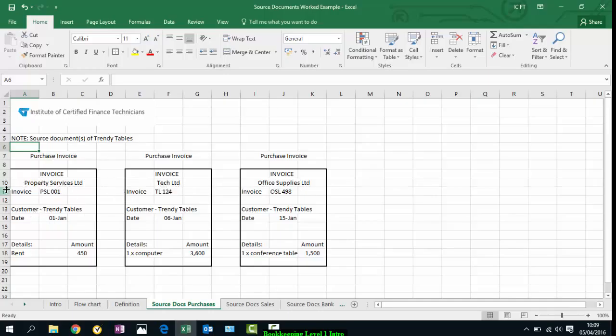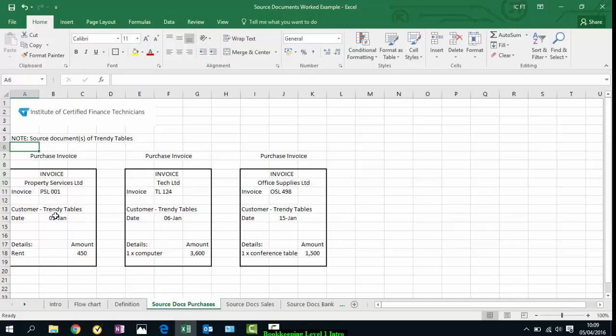So the first invoice here is coming from a company called Property Services Limited, as you can clearly see there. And it is dated the 1st of Jan and the customer is Trendy Tables, i.e. the company for which we work. And it's telling us that the rent charge for the period is $450 or euro or sterling, whatever the case may be. The next invoice identifies an invoice for a computer which Trendy Tables, i.e. the company we work for, has purchased from Tech Limited. The last invoice is for a conference table, and we are in the business of selling and buying tables, so we are Trendy Tables, and we bought this from Office Supplies.